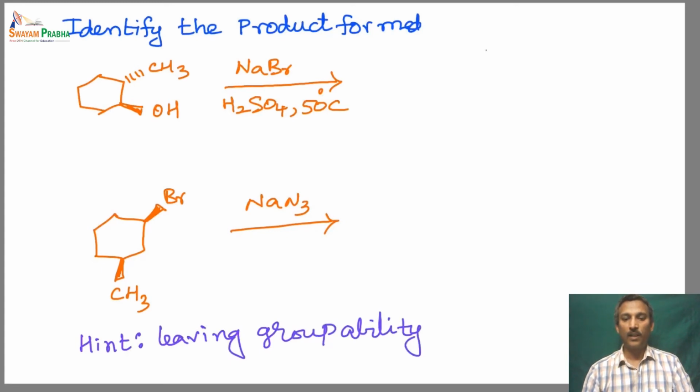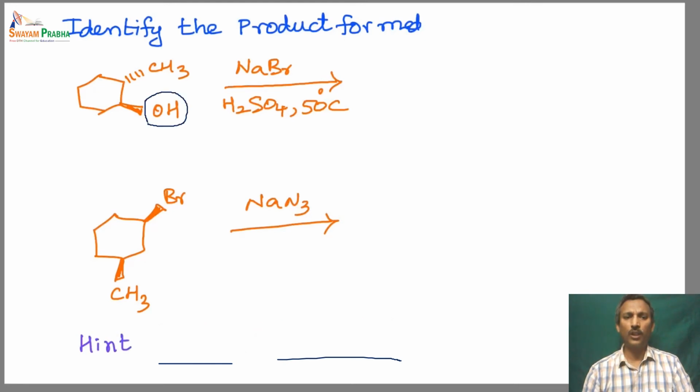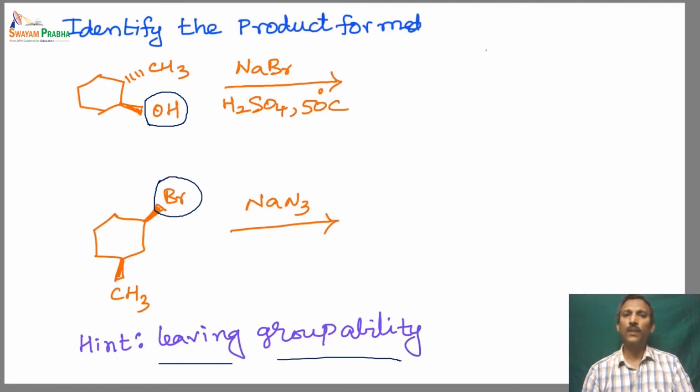Now, there is a hint given here which says leaving group ability. So what is the leaving group ability? Here in this case we have hydroxyl, which is a leaving group. Here we have a bromide. So between hydroxyl and bromide, you already know bromide is a better leaving group than the hydroxyl. Of course, both will undergo substitution. Let us find out how the hydroxyl can be a leaving group in this particular case.